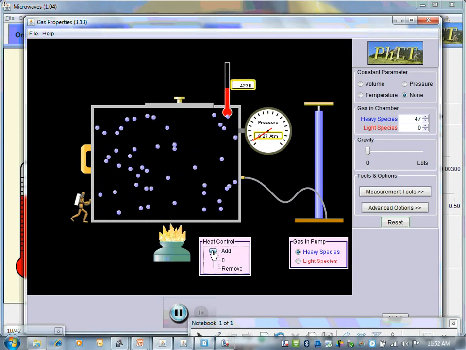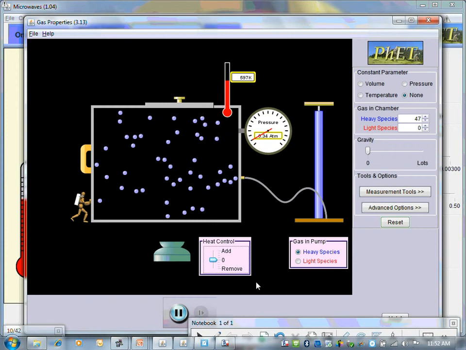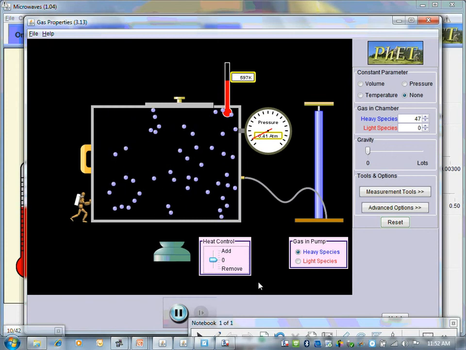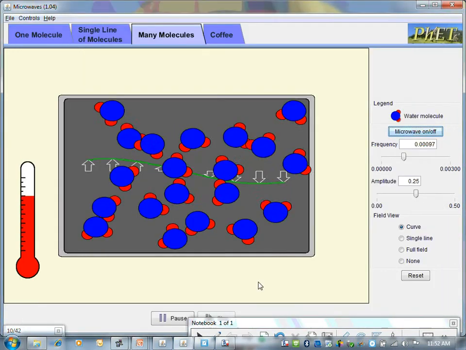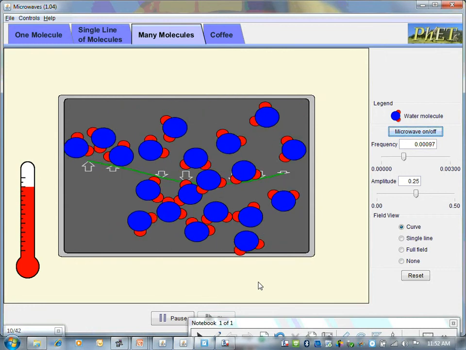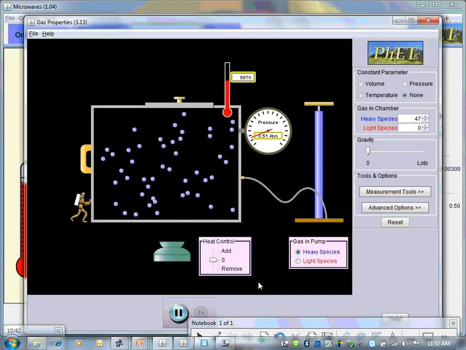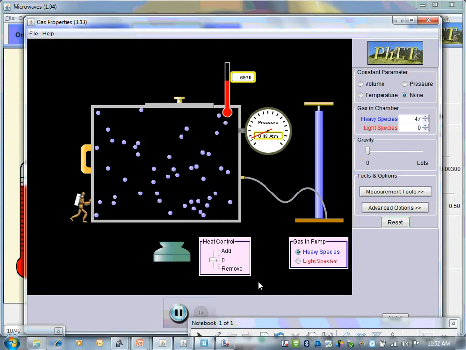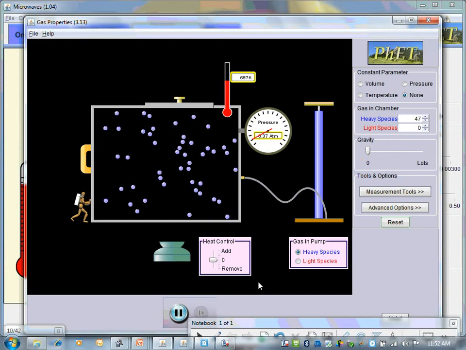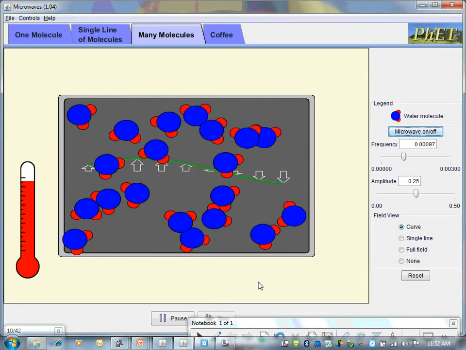So we'll add energy here. And now they're moving so fast. Right, now they're going fast. And these guys are going pretty fast too. But our liquid particles seem to be more crowded. Don't you agree?